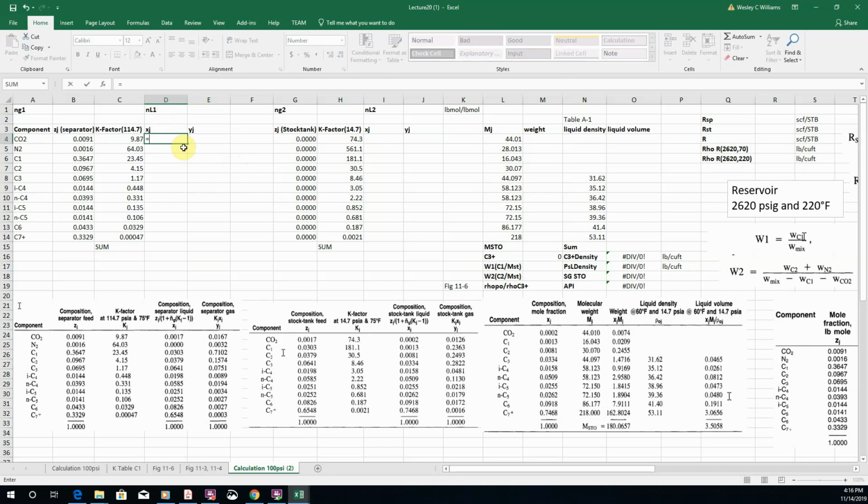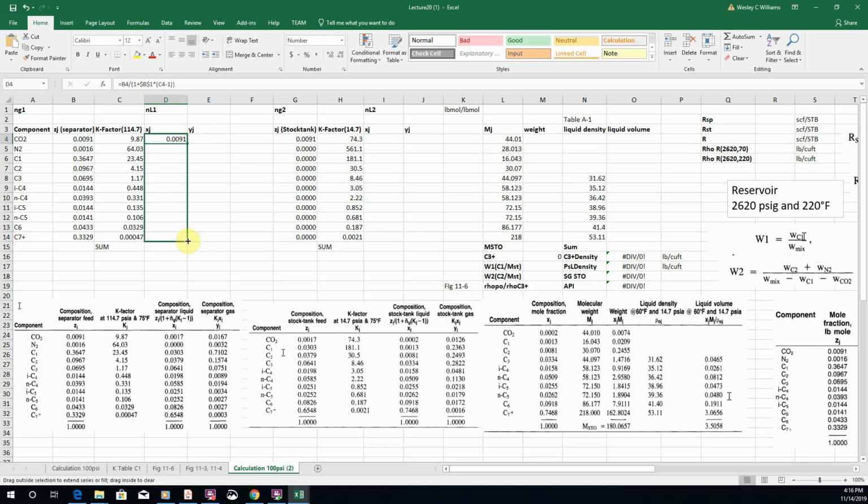So let's start filling in this equation. So you do Z divided by 1 plus this value. We'll go ahead and lock that. So putting the dollar signs in front locks it to that cell. That's going to be times our K value minus 1. Close out our parentheses, and there we got a value.